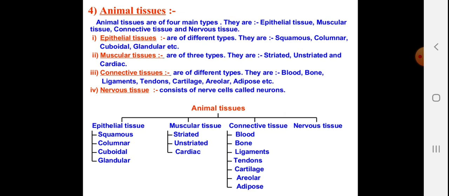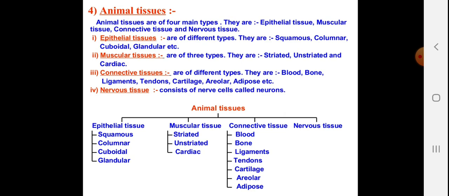They are the blood, RBC, that is the blood connective tissues, bones, ligaments. Ligaments are present between the bones and the muscles. They are joining your bones with your muscles. You might have heard the word ligament injury during sports practice. Tendons, cartilage. Cartilage is mainly present between two bones that will avoid the friction between two bones. Areolar, and adipose. Adipose is mainly for the storage of the fat below your skin.